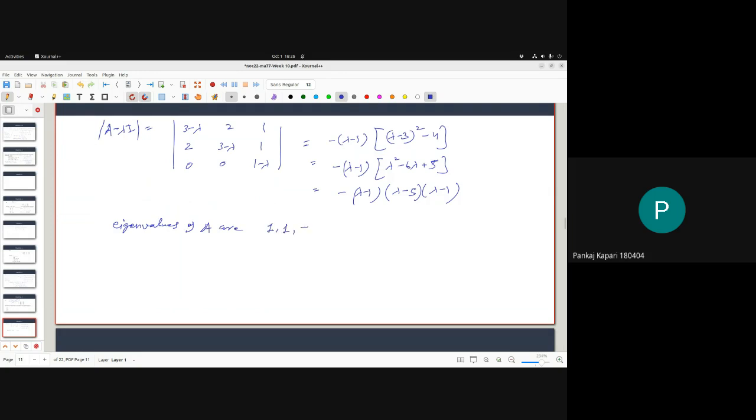Okay, so the eigenvalues are the roots of this polynomial. There are 3 roots, one corresponding to this factor, one corresponding to this factor, so they get repeated 2 times, and then one corresponding to this factor. So there are these eigenvalues. And what is the smallest eigenvalue? The smallest eigenvalue is 1.